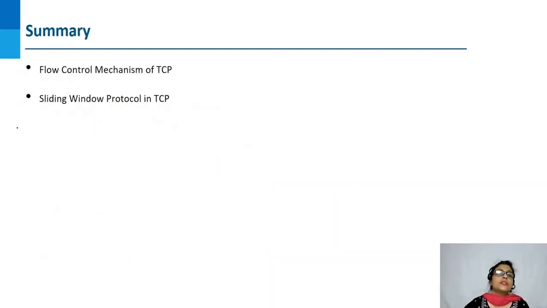To summarize, in this video, we have learned about the flow control mechanism of TCP. We have touched upon the operation of sliding window protocol with an example, and we have come to know the different terms related to the receiver window like open, close and shrink.